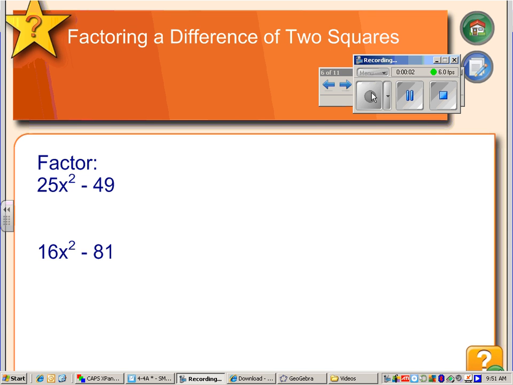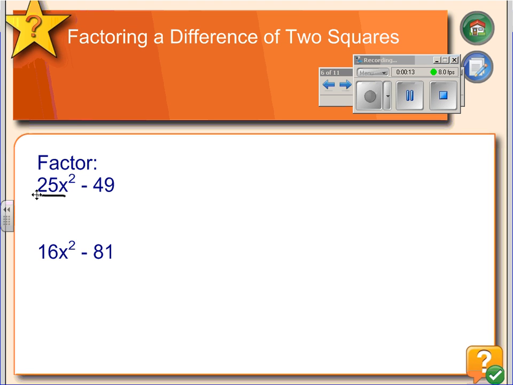Continuing lesson 4.4 with factoring, we are looking at factoring a difference of two squares here. What makes it a difference of two squares is that the first term here is a perfect square, the second term is also a perfect square, and you have a subtraction separating them. So if you have a difference of squares, you can factor by taking square roots.